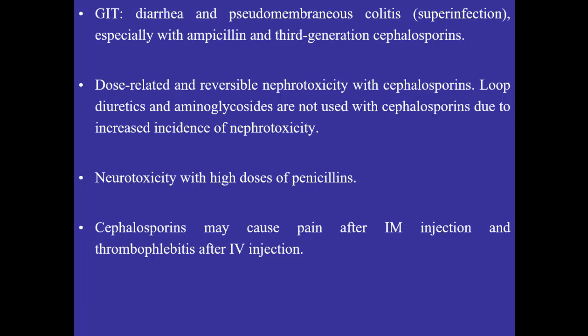Dose-related and reversible nephrotoxicity with cephalosporins, and so I can't use them with loop diuretics and aminoglycosides due to increased incidence of nephrotoxicity. What are the drugs that cause nephrotoxicity? This is a question for you. Please collect them for me. You know, cephalosporins, diuretics, aminoglycosides.